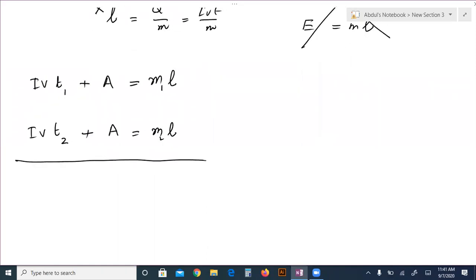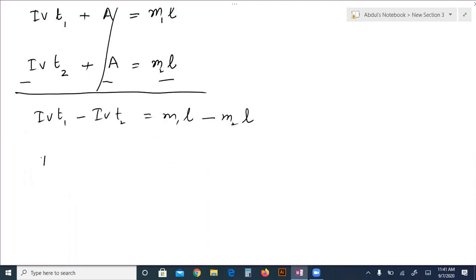Now subtract: minus, minus, minus. This is cancelled. So it becomes IVT1, IVT2, M1L minus M2L. So IV is common, T1 minus T2, L common, M1 minus M2.